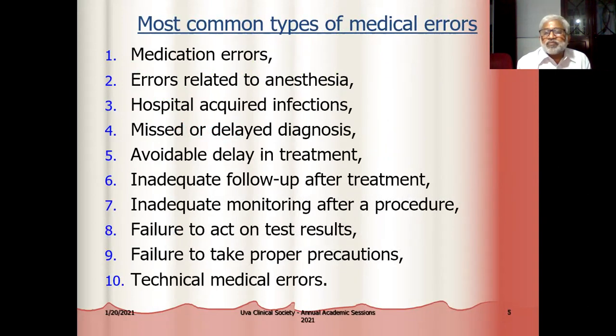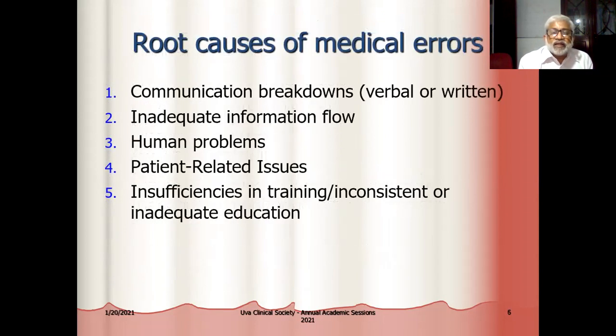There are so many types of medical errors, including medication errors, errors related to anesthesia, hospital-acquired infections, and so on. Root causes of medical errors include communication breakdowns, inadequate information flow, human problems, patient-related issues, insufficiencies in training, and inconsistent or inadequate education.